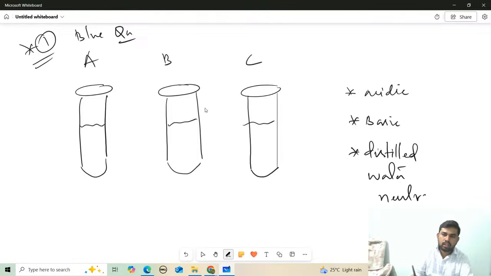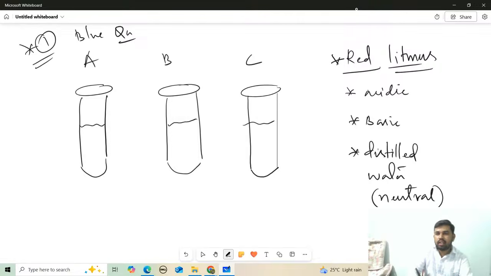And what they're asking is, with us only one paper is available. Which paper have they given? They have given red litmus. So, red litmus or blue litmus, we know very well: if it is acidic, it will show red color; if it is a base, it will show blue.